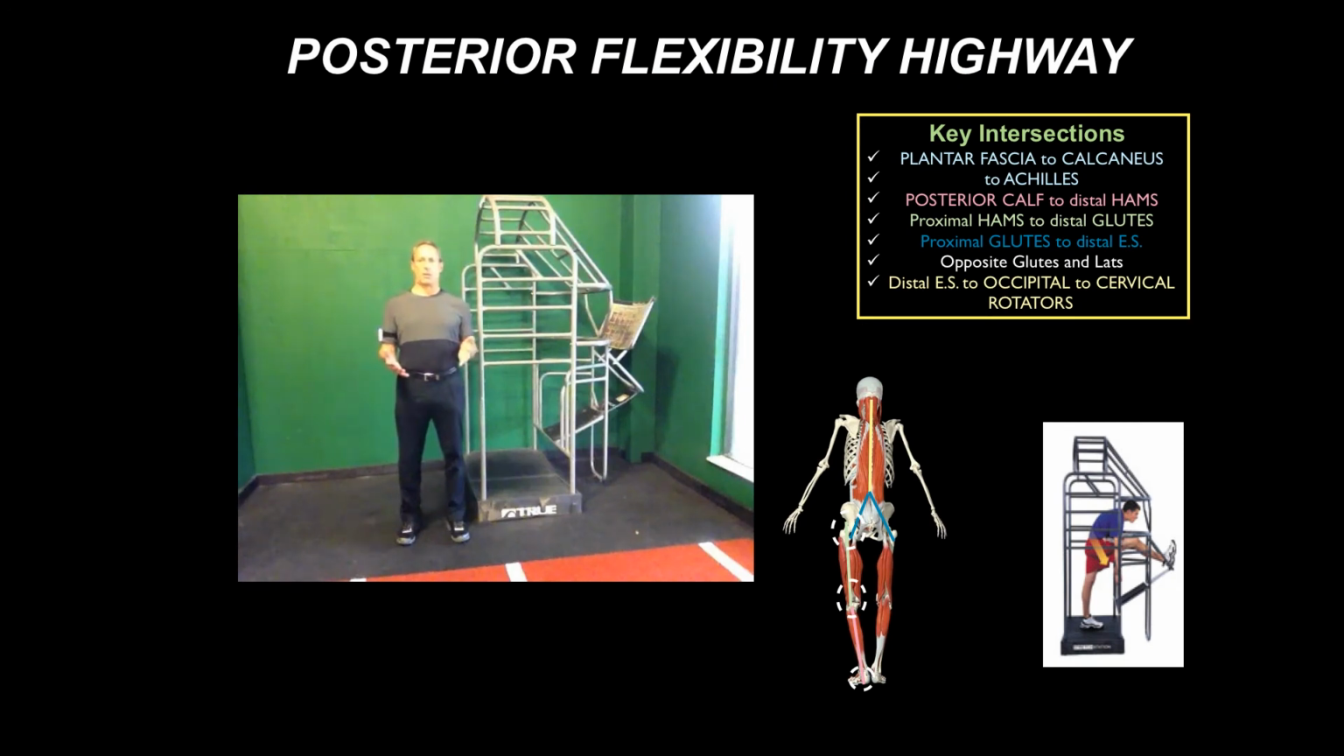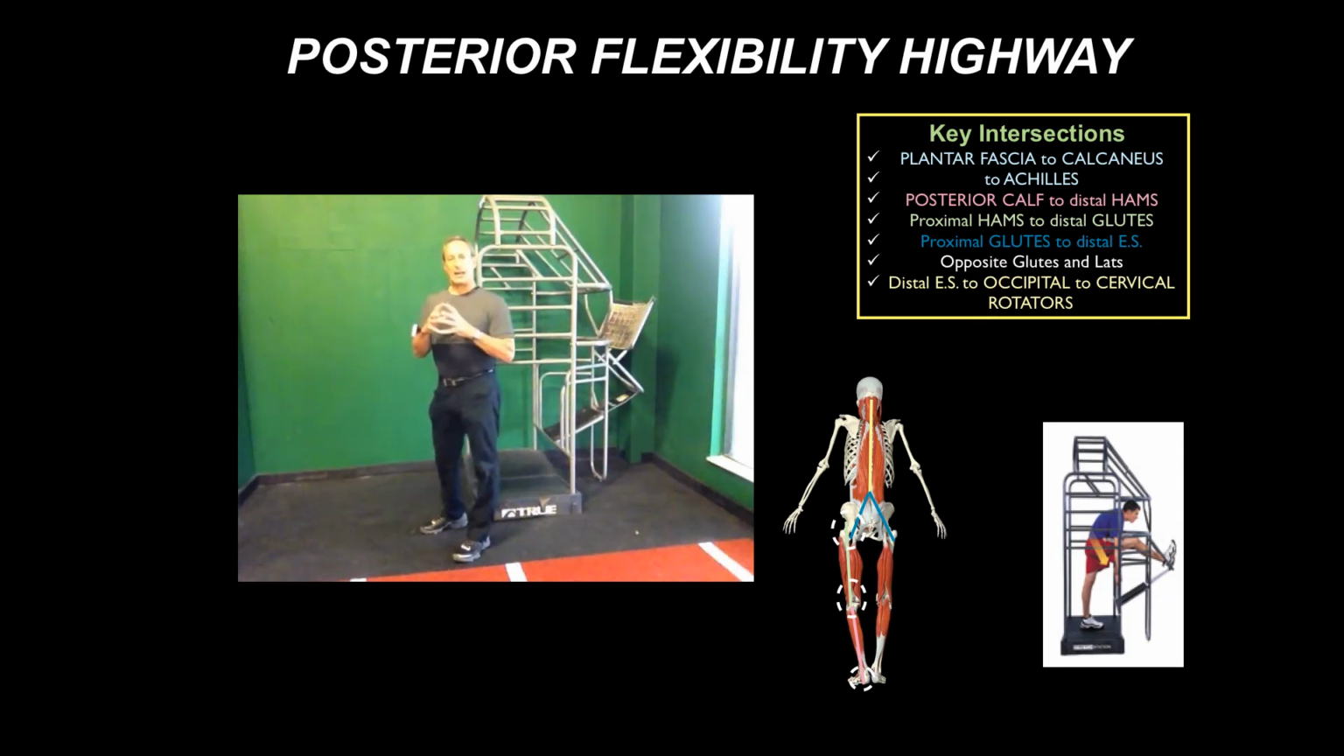The posterior flexibility highway consists of the plantar surface of the foot that connects to the Achilles tendon. The Achilles tendon comes north and connects to the posterior calf group, particularly the gastroc and the soleus. The gastroc comes up above the knee, attaches at the femoral condyles posteriorly and laterally to the condyles, as well as medially to the condyle. And it forms this connection of the gastroc to the hamstrings, what I call the trapeze artist of the body.